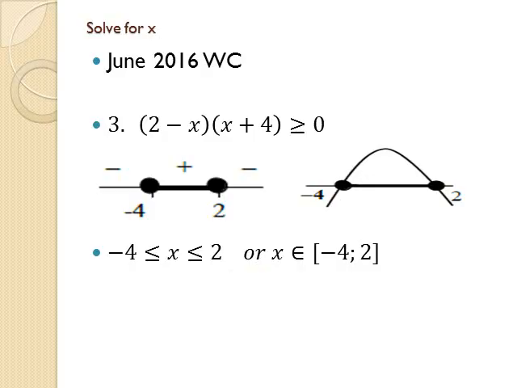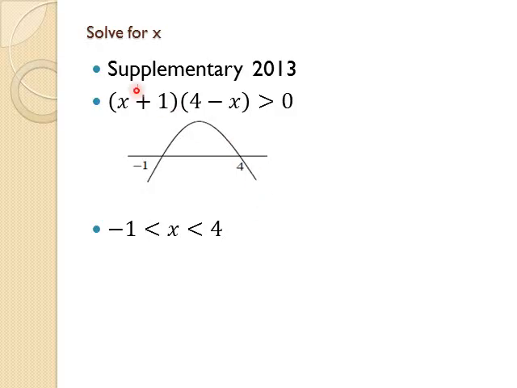So this is more a sense of just getting used to drawing your number line. Right, so supplementary 2013, we're given (x plus 1)(4 minus x) greater than 0. Because that's 0, it's already factorized. So draw a parabola, you should see x times negative x gives me negative x squared. So therefore, sad face, and to make that 0, minus 1 and 4.